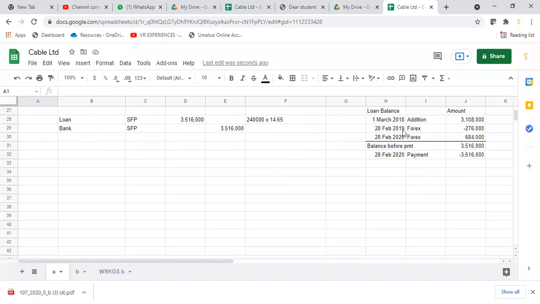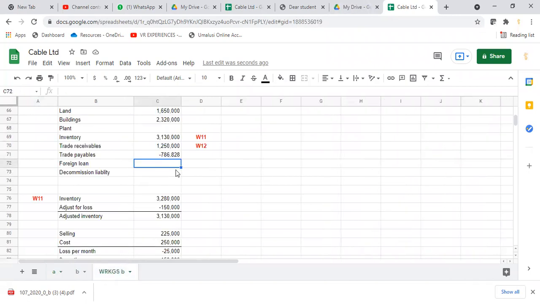So the balance of the loan as at 28 February 2019 would have been the sum of those two, which is 2832. Okay, so that's coming from part A. So the foreign loan is going to equal 3108123 minus 276,123. Okay, so that is the loan. Now the foreign loan is a loan. So assets are positive, liabilities are negative.